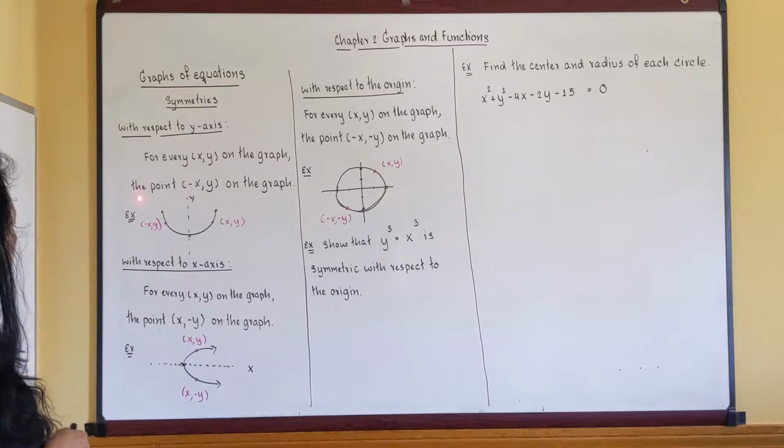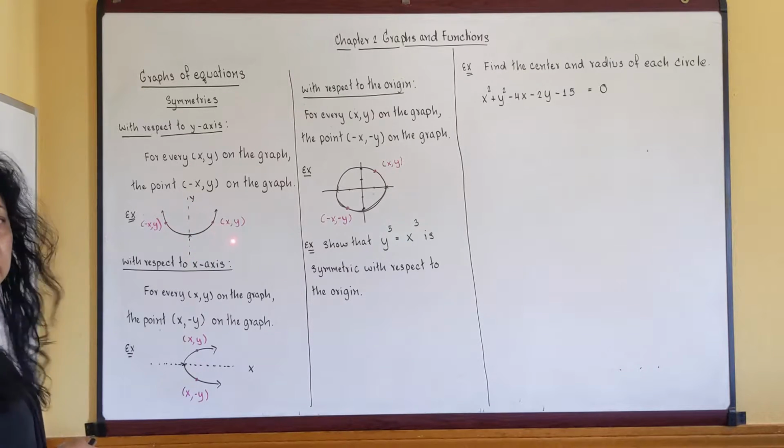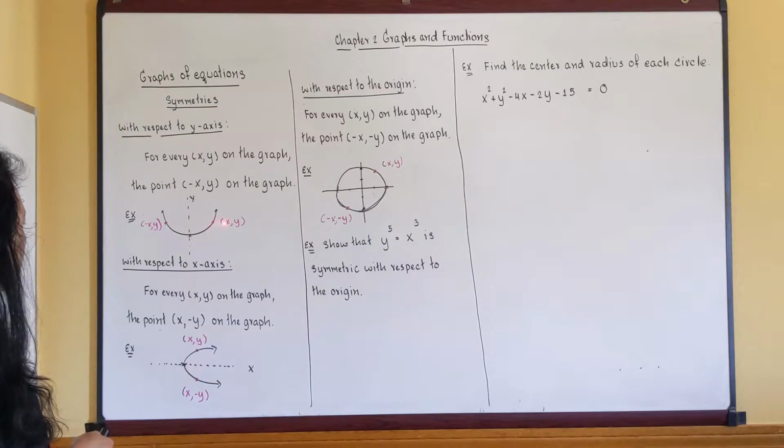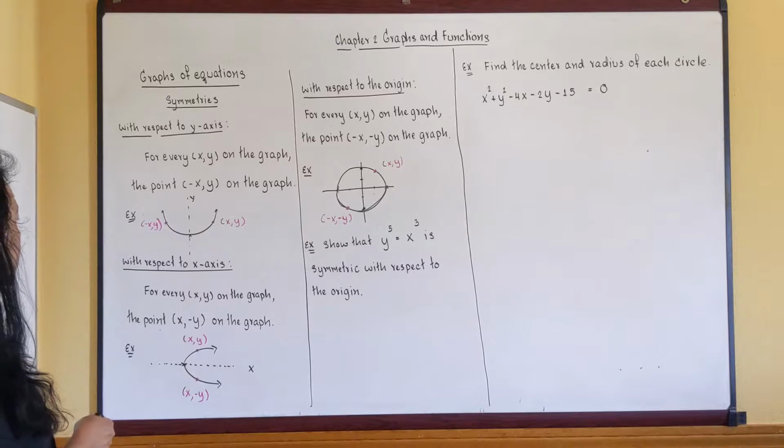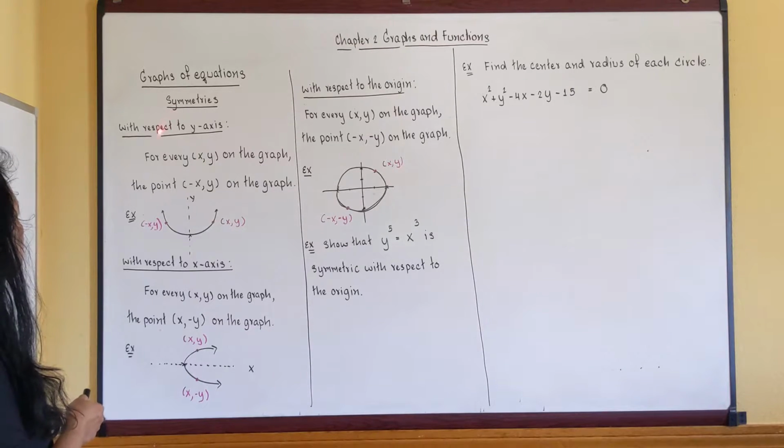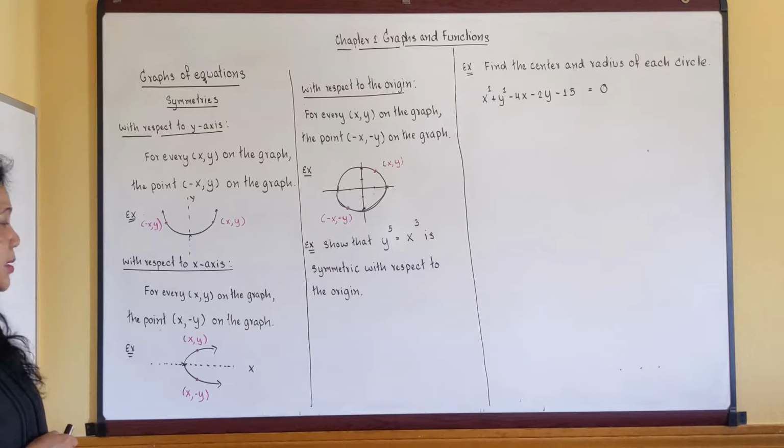Let's look at this parabola. If you look at this parabola, the vertex is here, and the axis of symmetry is the y-axis. So if you pick any point, I pick these two particular points, this point is x, y, then you're always going to have negative x, y on the other side of the y-axis. Alright, so that is symmetry with respect to the y-axis.